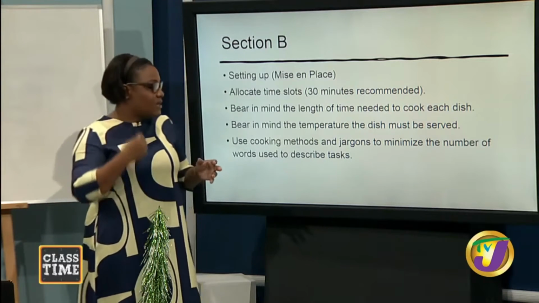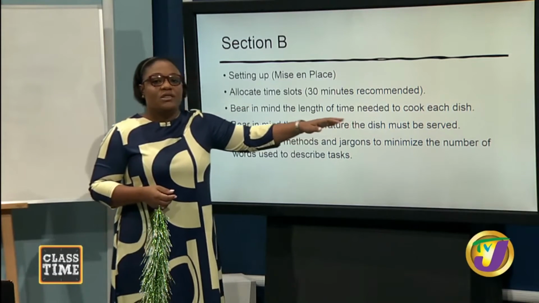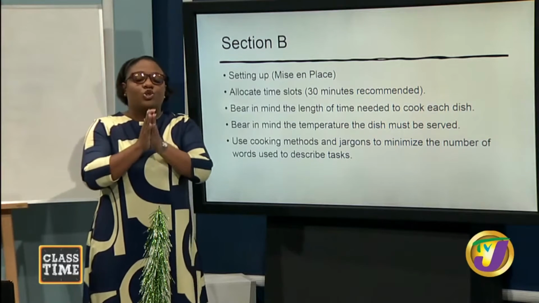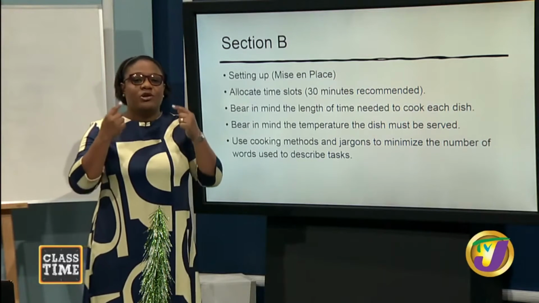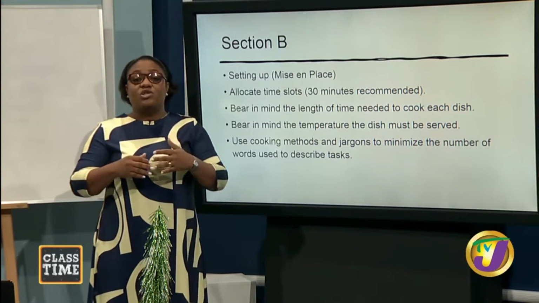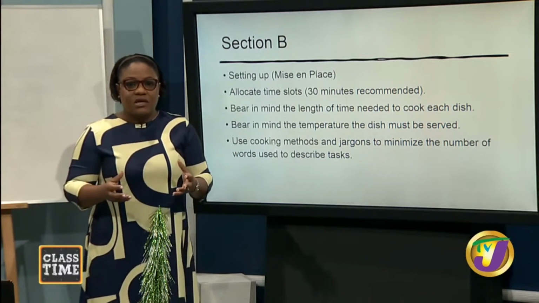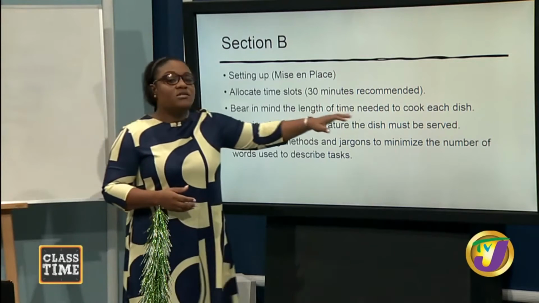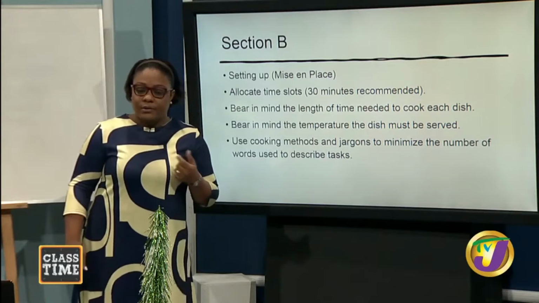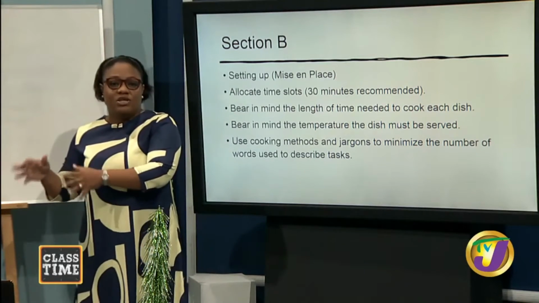So I say all of that to say, when you bear in mind the length of time needed to cook each dish, there are things that you're going to employ when you're doing this. And this is what will show that you understand certain jargons to make your time plan less wordy. So you're going to use dovetailing skills. You're going to use multitasking skills. So the dovetailing is, if you're baking something for 30 minutes, are you going to stand by that oven and watch it? No. You allow it to do its thing and you start another dish.